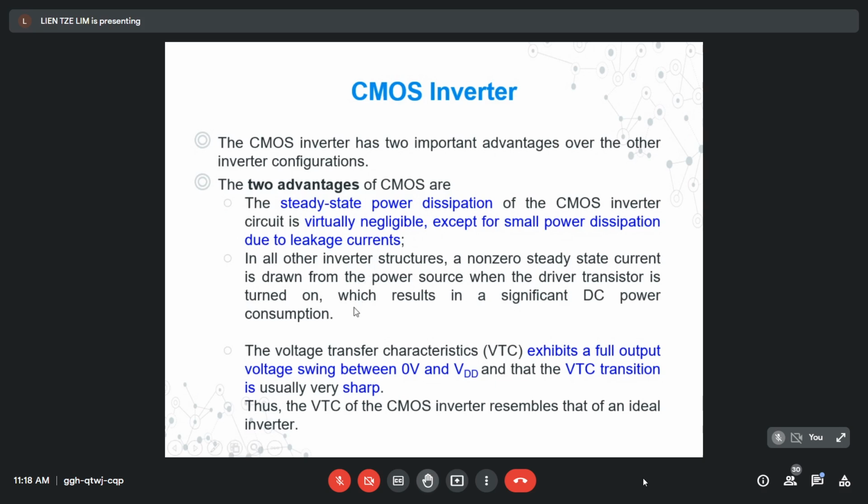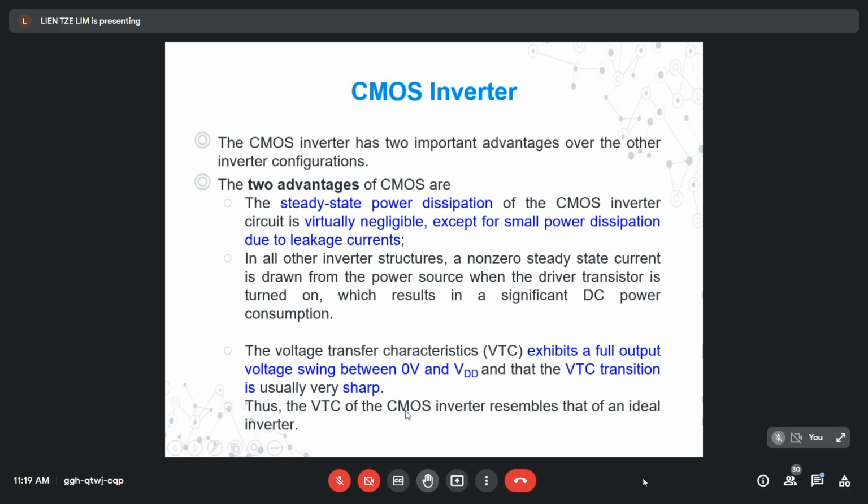Another advantage is on the VTC. The CMOS inverter exhibits a full output voltage swing between 0 volt and VDD, and the VTC transition is usually very sharp. Thus the VTC of the CMOS inverter resembles that of an ideal inverter.